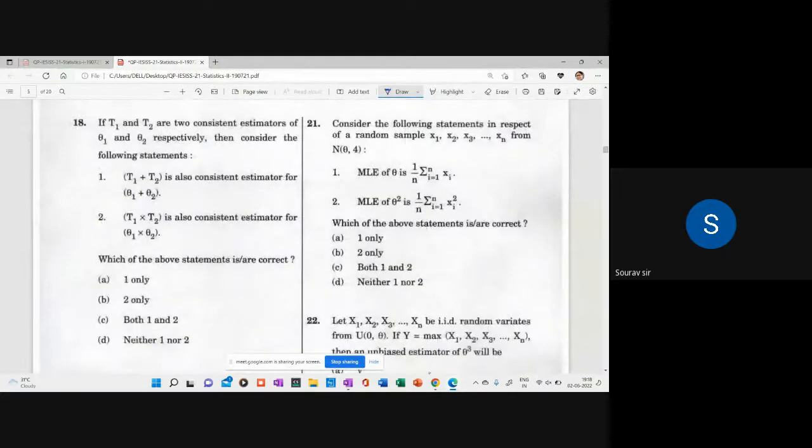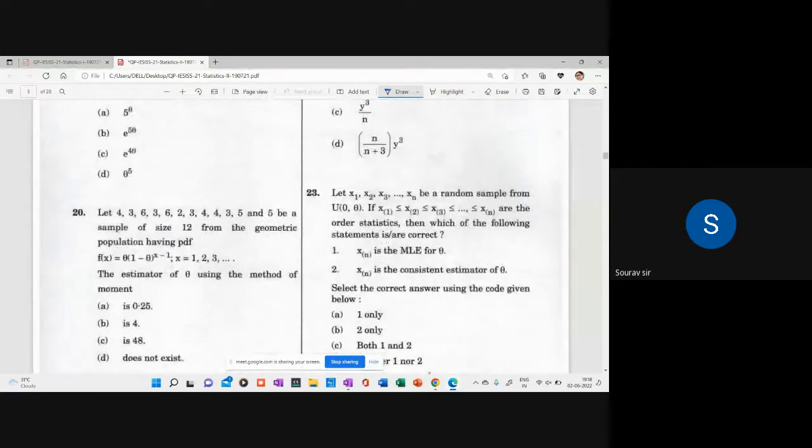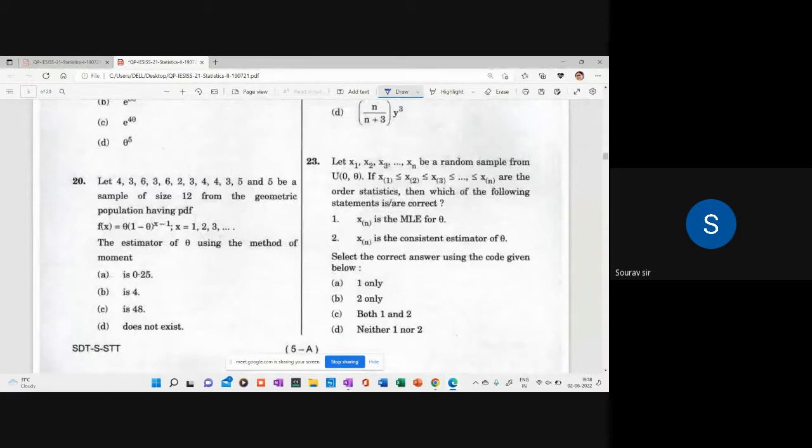Next, moving on to the next question. Okay, let's choose question number 20. These are the data set given. The size of the data set is 12 from a geometric population, and the PMF is given by this. This is the corresponding PMF. And you need to find theta by the method of moments.